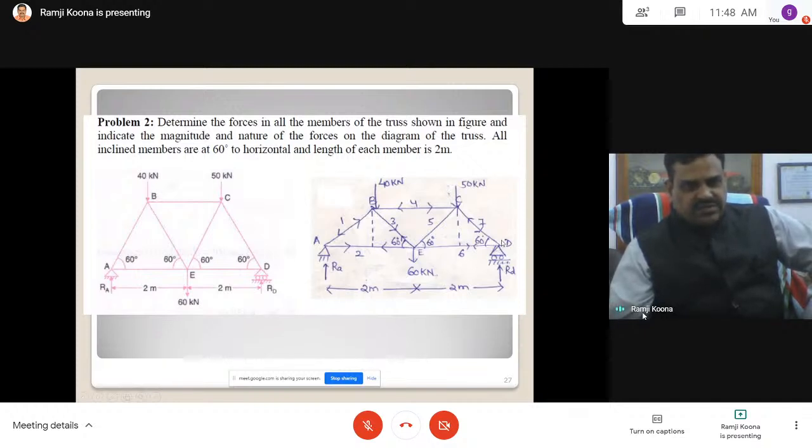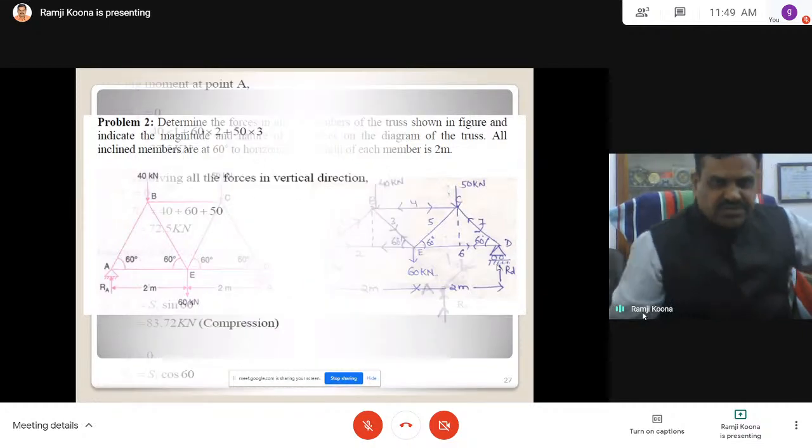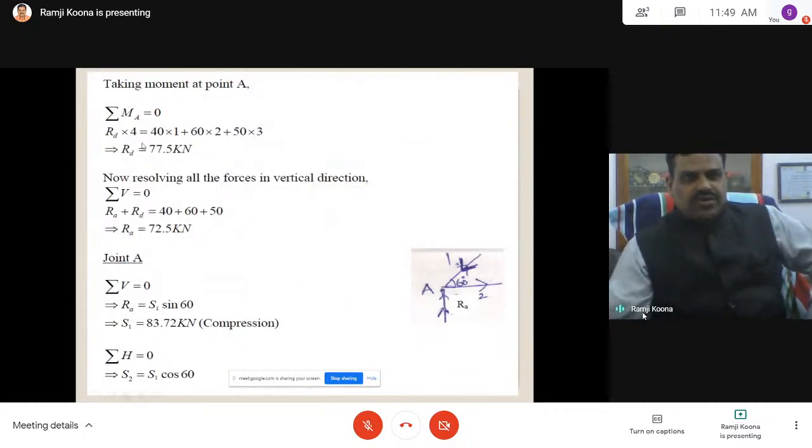Sigma Fx equal to 0 means only RAX, that is equal to 0. That equation is also valid, but indirectly RAX is 0. So only RA and RD remain, and you find out the reactions. Moment about A is 0, RD.